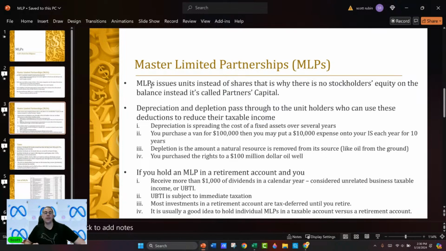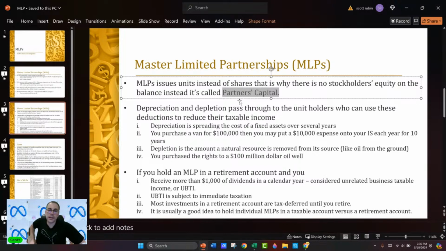So MLPs issue units instead of shares. So you don't see stockholders' equity on the balance sheet. There's something called partners' capital because there's no stockholders. And this is a little nuanced, but it makes a lot of sense. I'll show you when I go through the K-1 how it works for tax purposes. But depreciation is passed through to the unit holders, so you can deduct depreciation from your taxes.